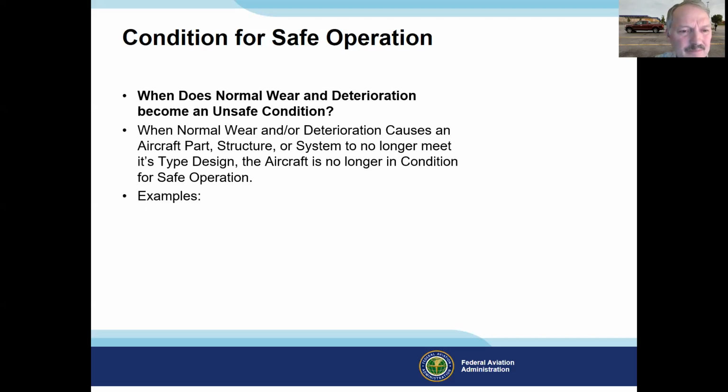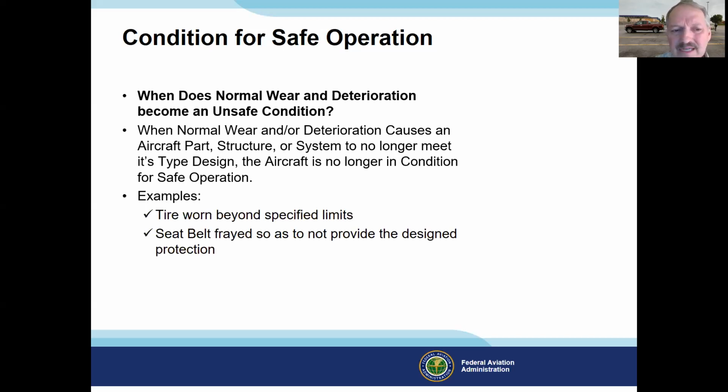And here's a few examples. Tires worn beyond their specified limits, a seat belt that's frayed so that it does not provide the designed protection, and brake pads worn down so that it's metal on metal, for example.